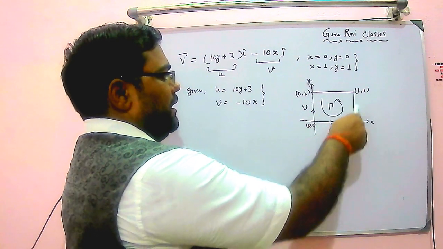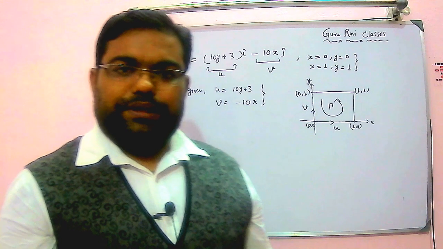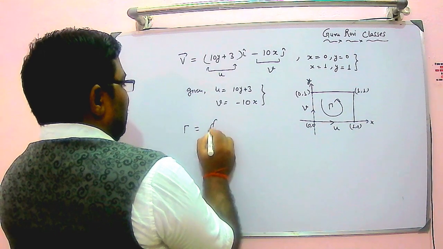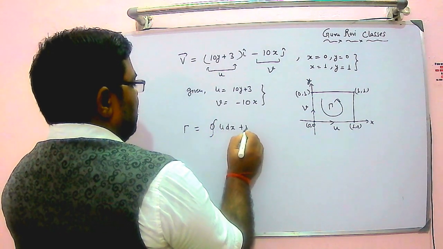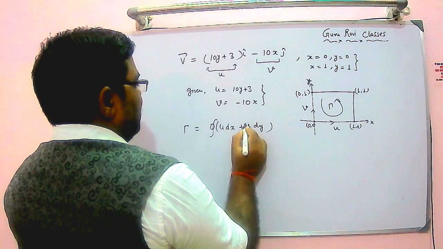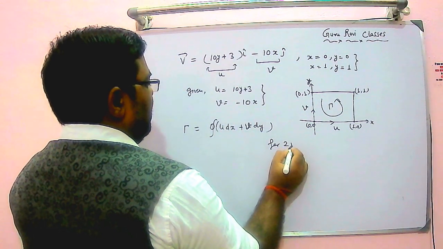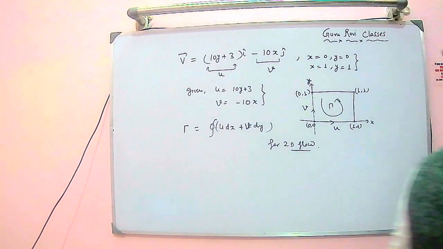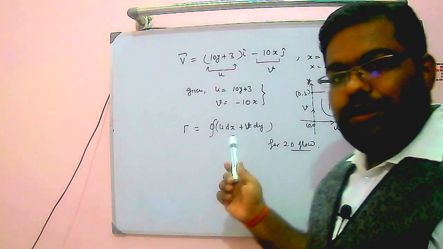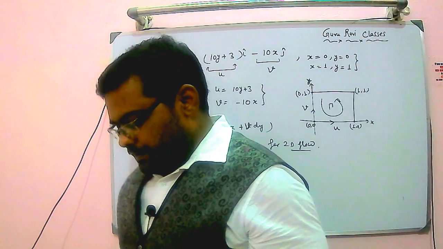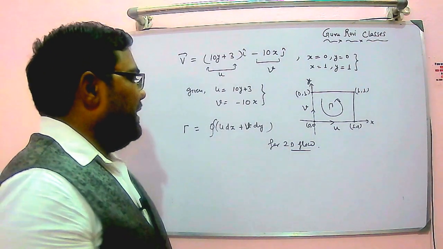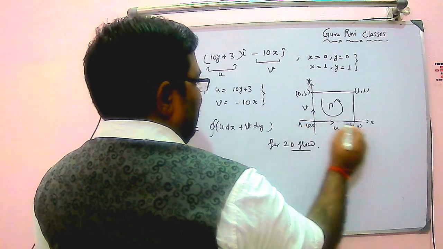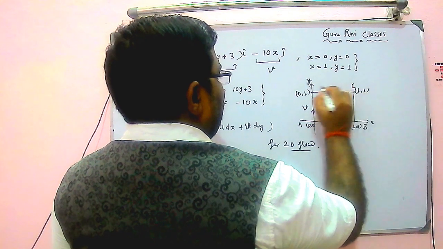So starting from here and going like this, we need to find out the circulation for it. How to do that? Circulation is nothing but the cyclic integration of u dx plus v dy. This is v dy for two-dimensional flow, and the given velocity vector is the velocity vector for a two-dimensional flow. Clear? Now, how to write that? First is this. I can say this is A, this is B, this is C, and this is D.